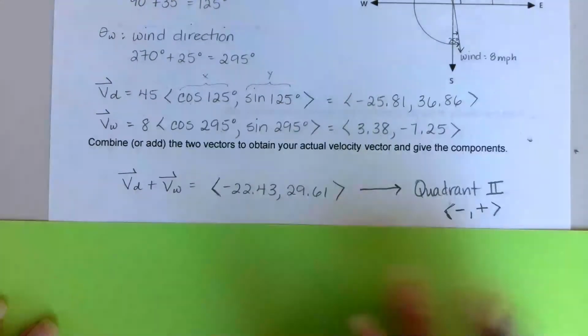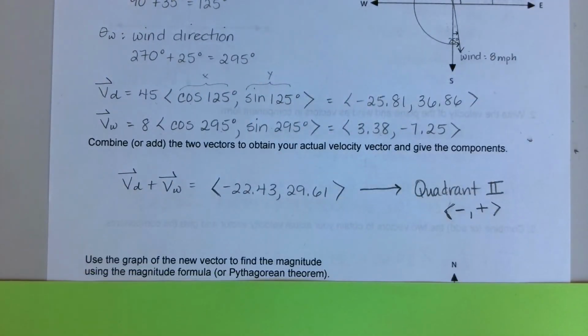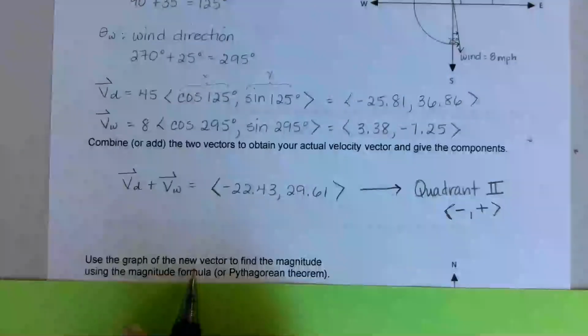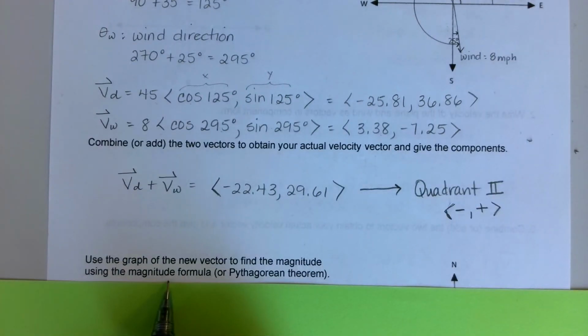Okay, so moving on, we needed to graph the new vector to find the magnitude and then apply the Pythagorean theorem to find the length of the resultant of your new vector. So pause right here and let's see how you do that one.